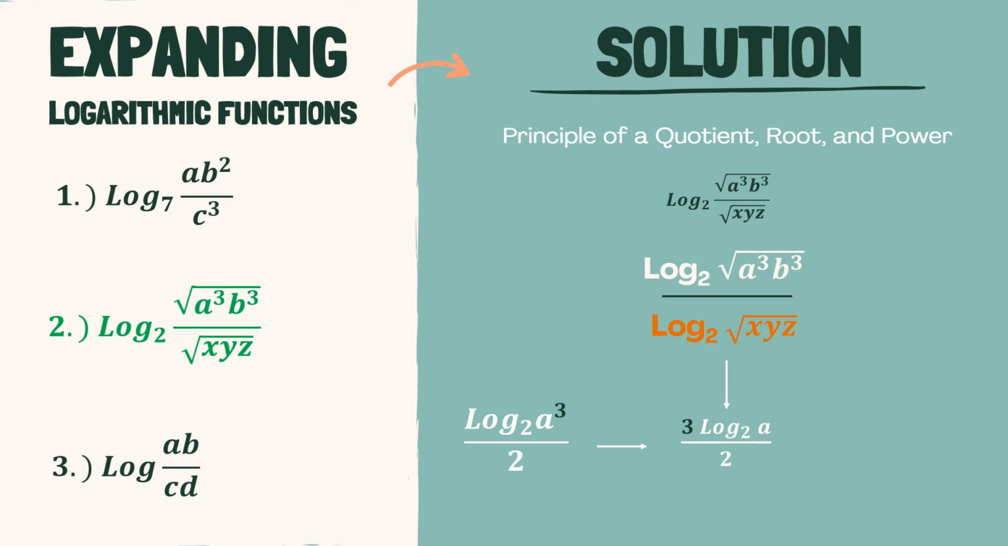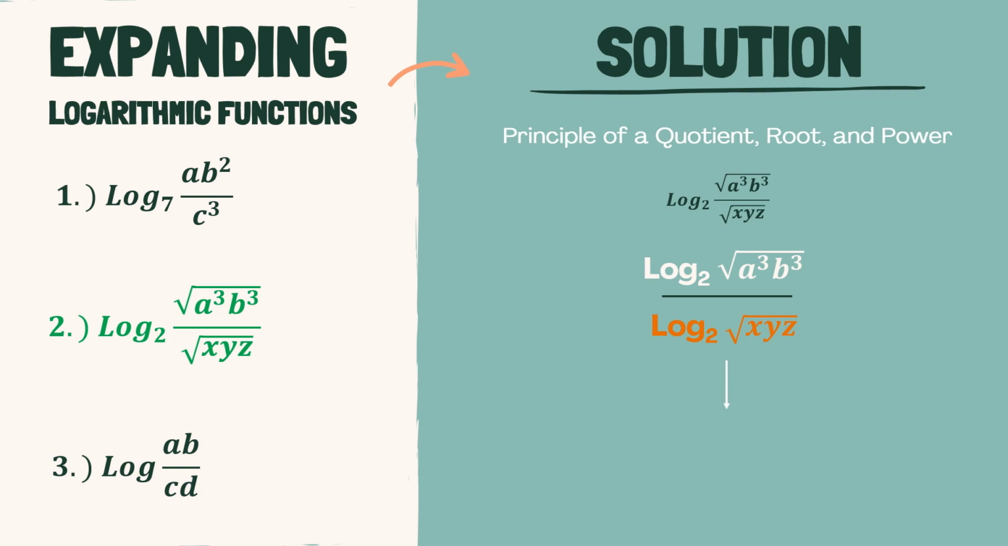Do the same thing for variable B. So now it will become 3 log base 2 of B over 2. Separate both of them with a plus sign, since both of them are in the numerator. Now, we will go to the denominator. Separate them with a negative sign, since they are in the denominator.